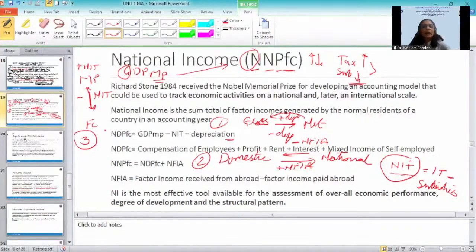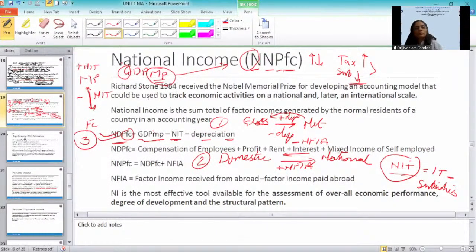Secondly, you're converting market price to factor cost. What do you have to do to go from market price to factor cost? Minus net indirect taxes. So if you are going from GDP at market price to NDP at factor cost, you will convert gross to net by deducting depreciation, and you convert market price to factor cost by deducting net indirect taxes. So this is NDP at factor cost.